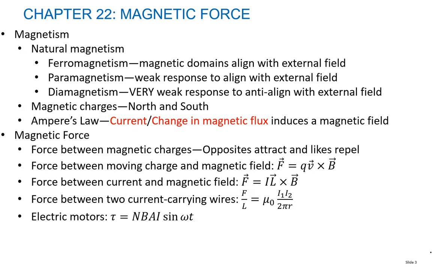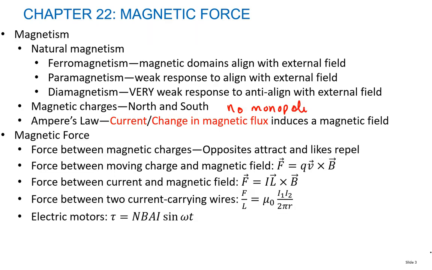Magnetic charges come in 2 types, a north and a south. And unlike electric charge, you never have a magnetic monopole. That is, you never find a single north or a single south. It's always coming together.